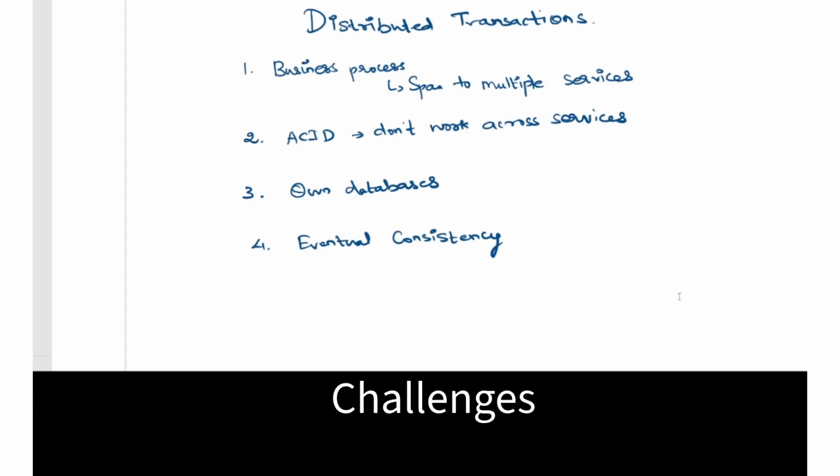Distributed transactions are the major challenge in microservice architecture. Often, a business process spans multiple services. Consider service 1 calls service 2 and it calls service 3. Every transaction requires multiple services to accomplish.